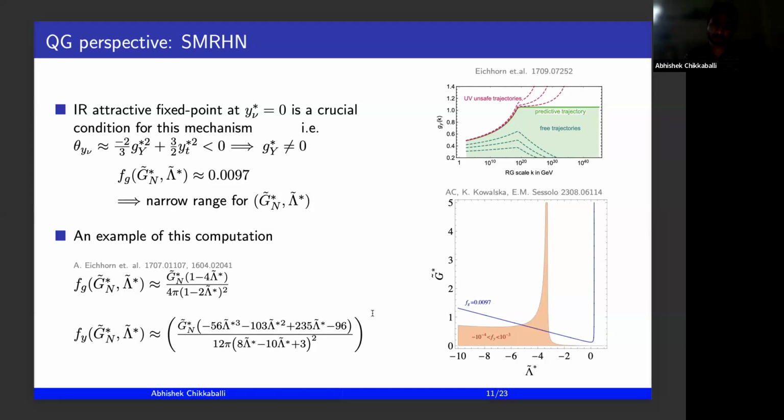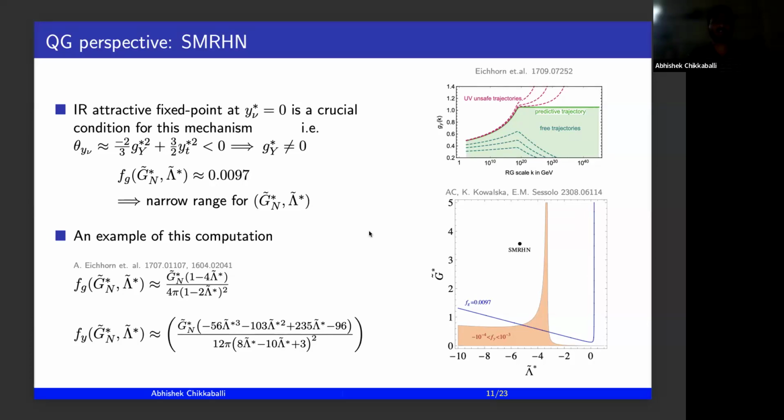So note that in principle, there are computations for the fixed points of Newton's constant and cosmological constant as well, which vary based on different gauge choices, regulator choices and truncation schemes. If we consider one particular computation by Donna and others, we find this fixed point to be somewhere over here. The main point that I want to highlight here is that there is only a small possibility for this mechanism to work in the standard model, since there is only a narrow parameter space for this fixed point to lie.